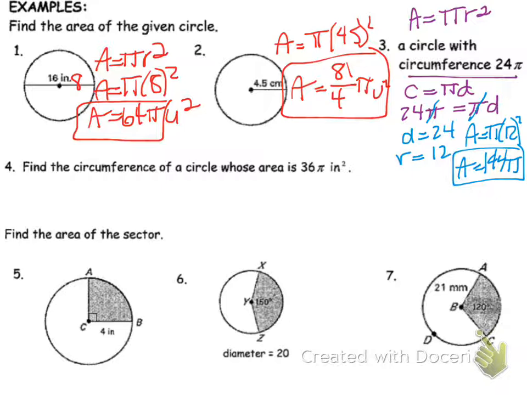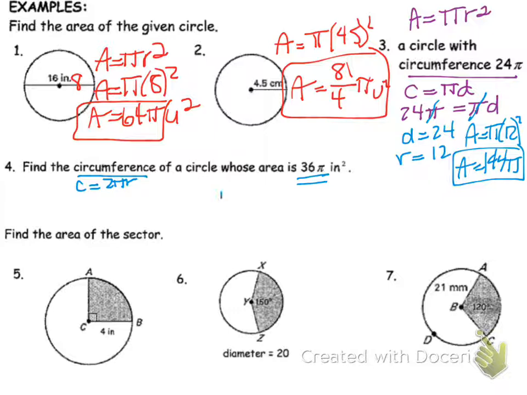All right, number 4. Find the circumference of a circle whose area is 36 pi. Okay, and so here we're wanting to find the circumference. So circumference is 2 pi r or pi d, whatever you want to say there. But they're giving us the area. So that's the formula I'm going to use as area.